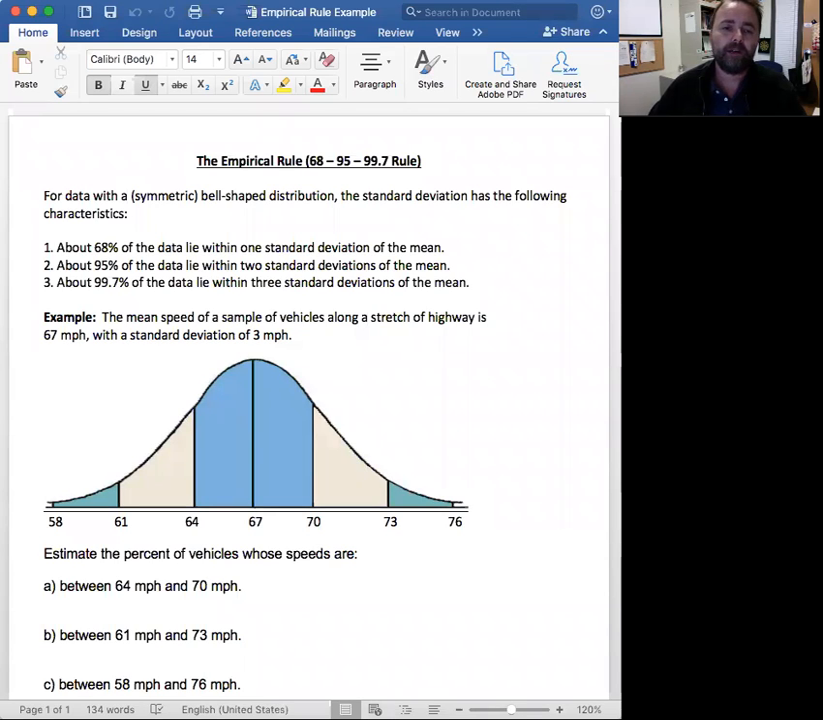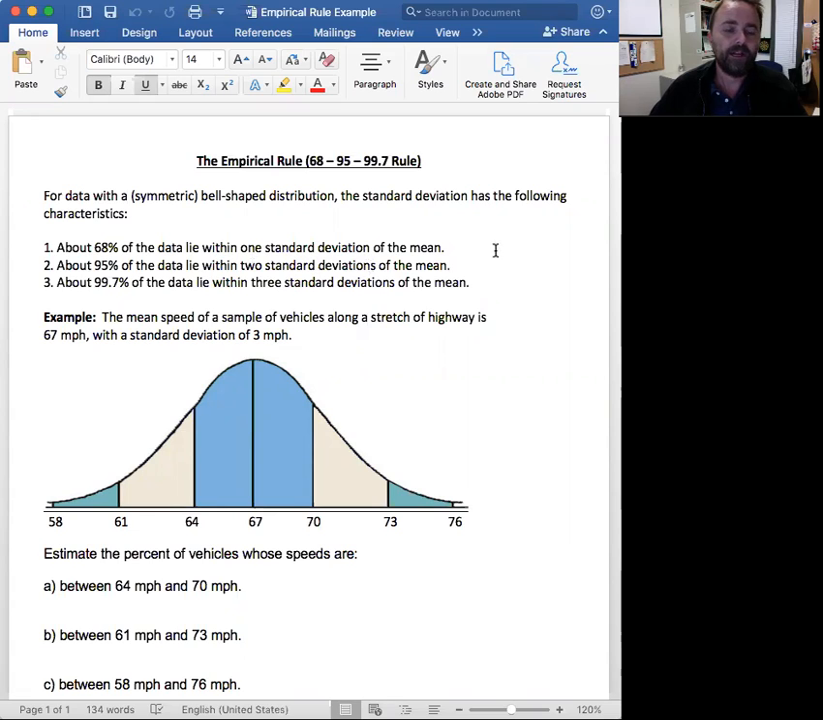Hey everyone, I just wanted to look at the empirical rule. I had a few questions about that, so I thought I would just go through an example and see how this rule works. So the main things about this rule, I have this little handout here.